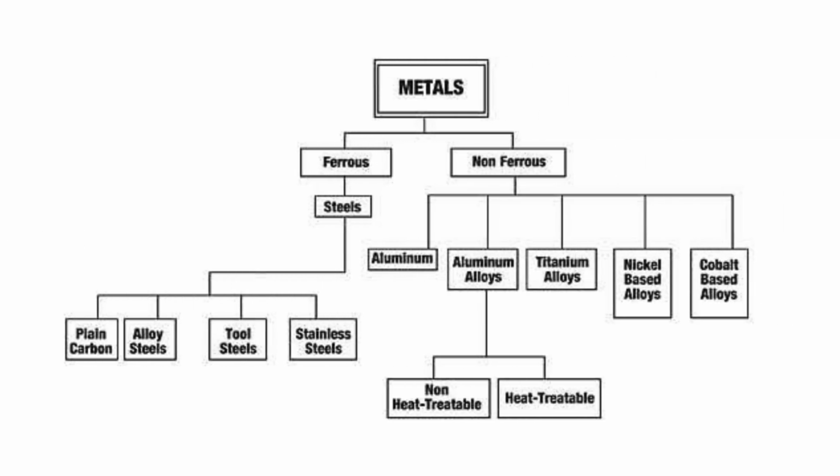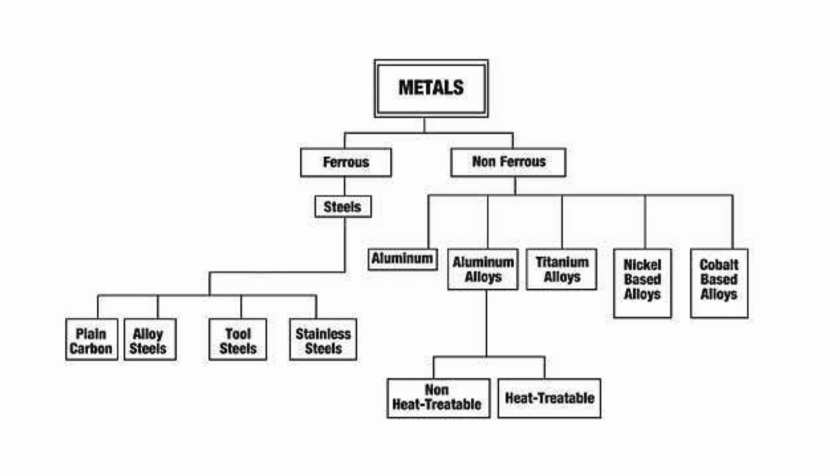Moving forward, we'll see how the world of metals is broadly classified. We have two main families, ferrous and non-ferrous metals. Under ferrous, we primarily have steels. Now, the non-ferrous category includes metals like aluminum, aluminum alloys, titanium alloys, nickel-based alloys, and cobalt-based alloys. But let's focus on steels for a moment.